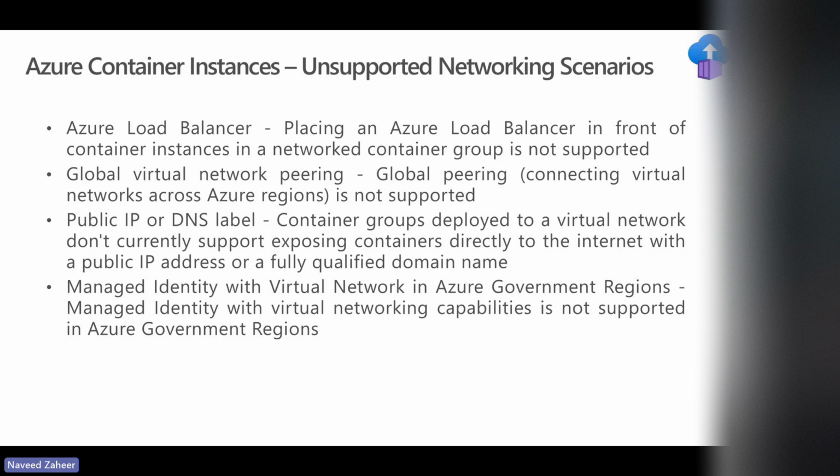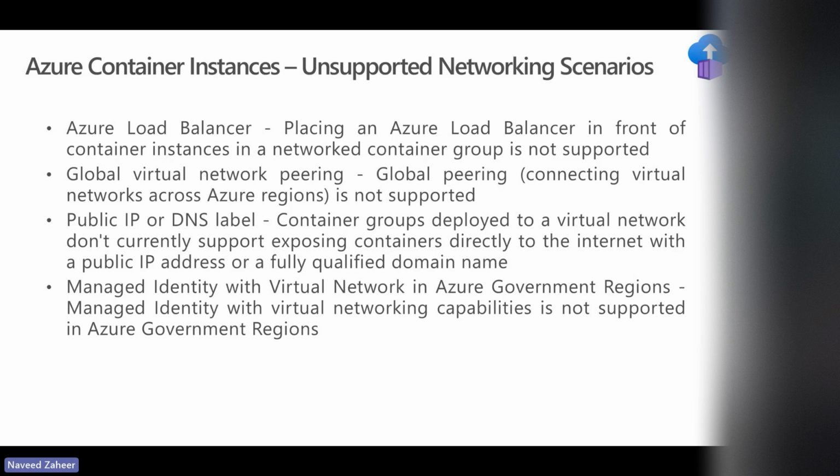Second is global VNet peering. So let's say you have deployed an ACI in a certain subnet and you want to access some resources in another VNet, which is globally peered.